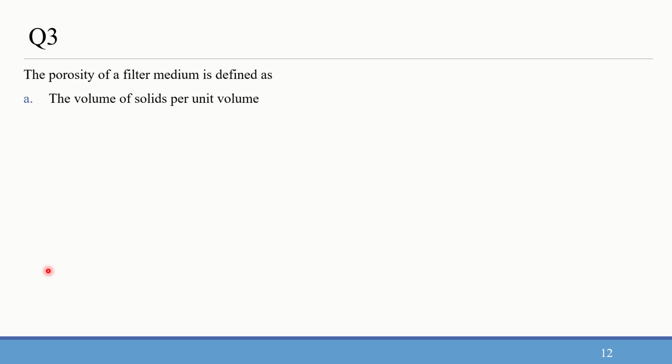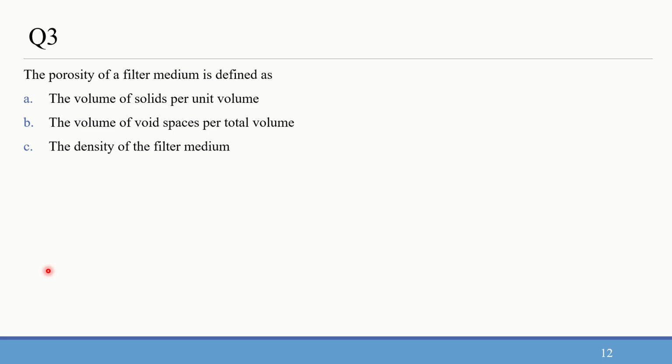Now we will see question 3. The porosity of a filter medium is defined as dash. Option A, volume of solids per unit volume. Option B, volume of void space per total volume. Option C, density of the filter medium. Option D, thickness of the filter cake. So we are given 4 options and we need to find the exact definition of the porosity of a filter medium.